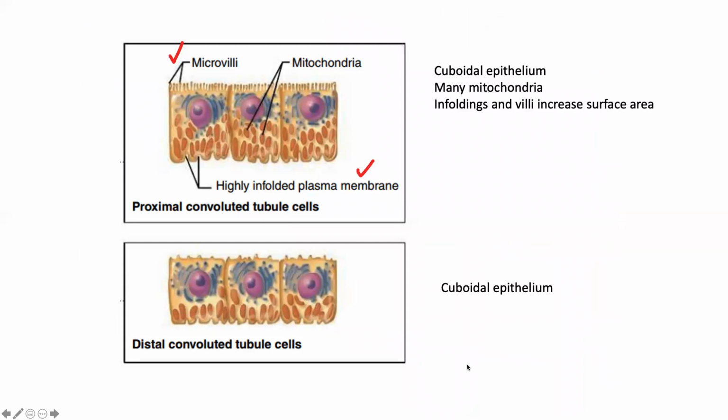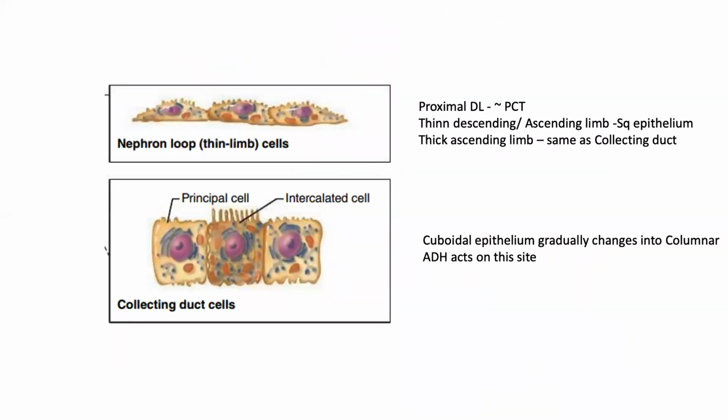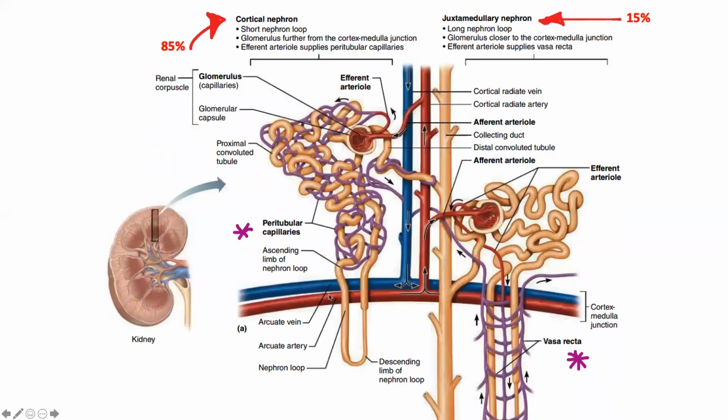And of course, renal tubules, because they have the secretory function and absorptive function, are made of cuboidal epithelium. But the nephron loop, the thin loop, is made of flat squamous epithelium. And the collecting ducts, again, are made of cuboidal epithelium.